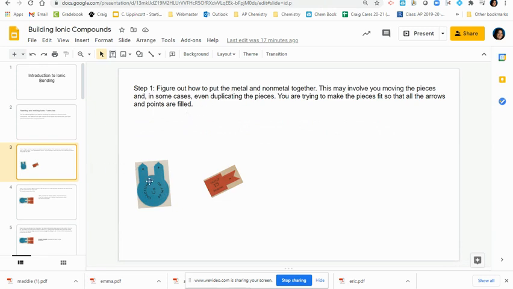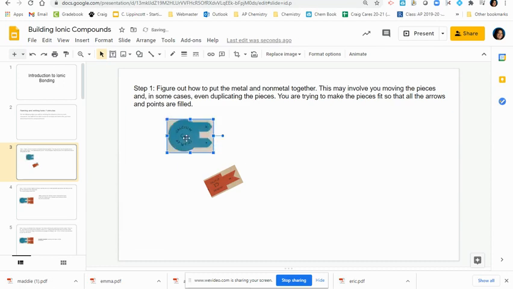So the first one, we're going to take this. We've got our metal here in blue, and we've got, in red here, our non-metal. Our metal always goes first, so we're going to turn that around so we can see it. We can look at the name, and then we have our non-metal. And you can see that there are arrows and points here. If you bring these together, the arrows and the points match up.